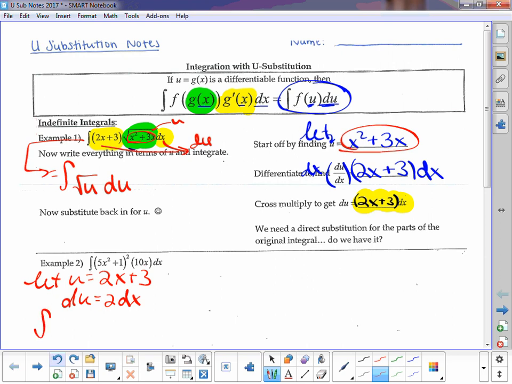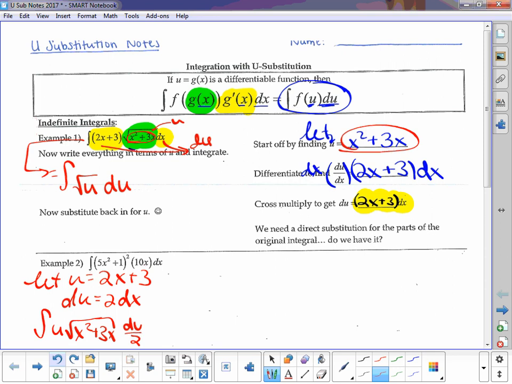So if I had tried to substitute in here, that first piece is u, this is still the square root of x squared plus 3x, and dx would be like du over 2. See how we still have x's within there? We're trying to get everything in terms of u. So this would be what we don't want to choose.